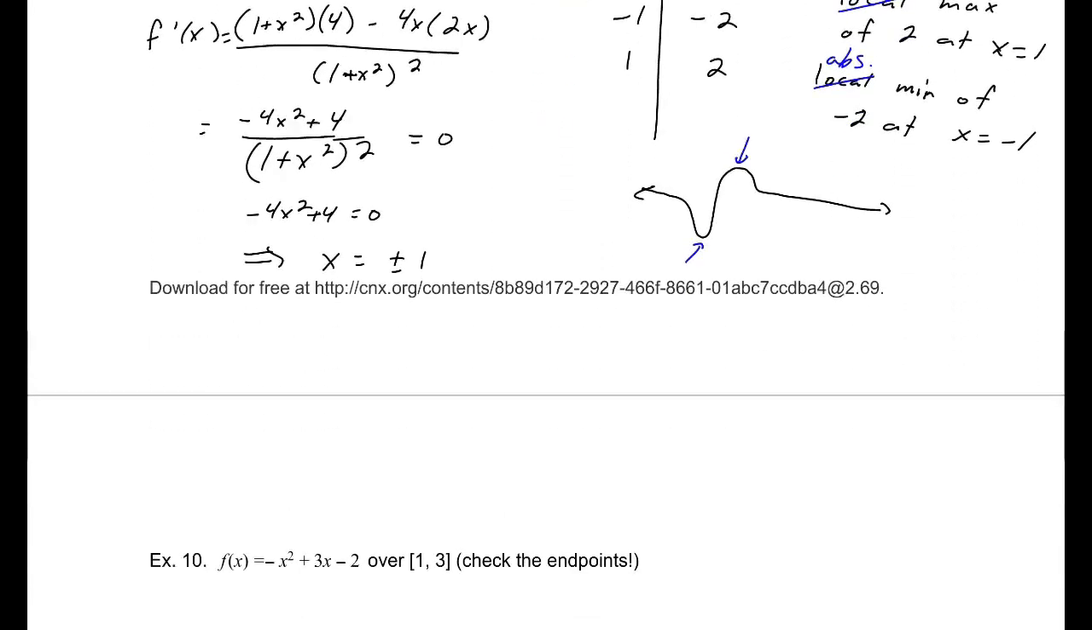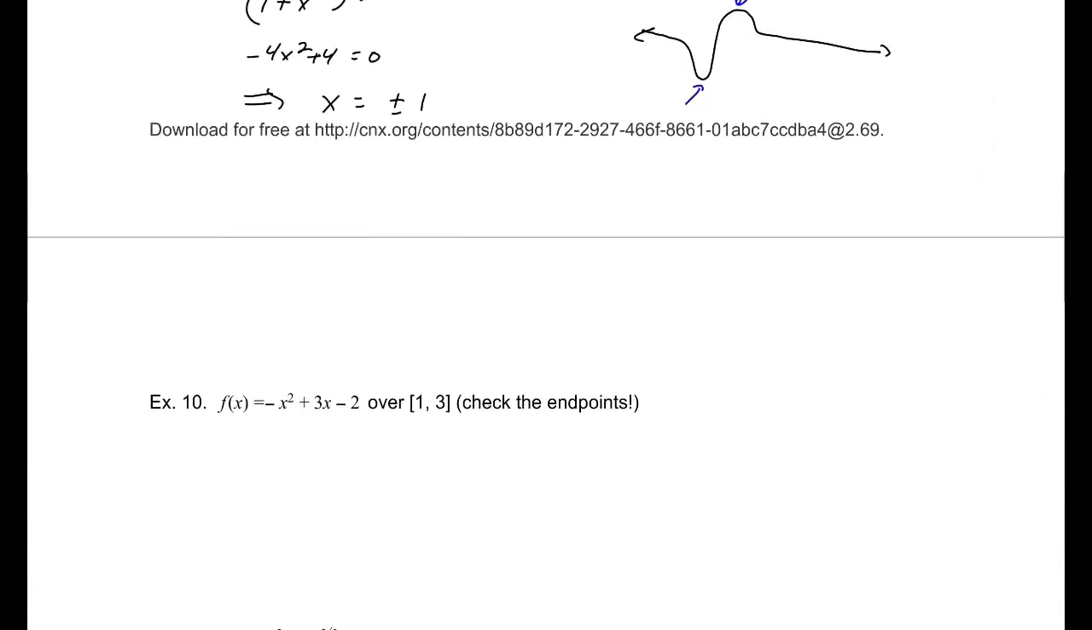Alright, next we have this one over a closed bounded interval from 1 to 3, so our endpoints will be valuable to us because, as we said previously, wherever we have a critical point, that is where f prime is 0 or f prime is undefined, as well as our endpoints. So if we have endpoints, we want to check those.